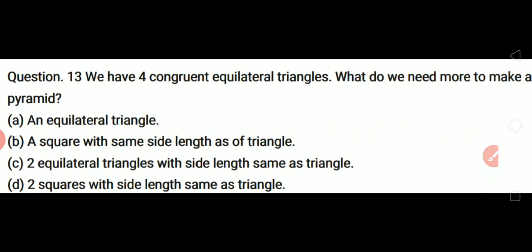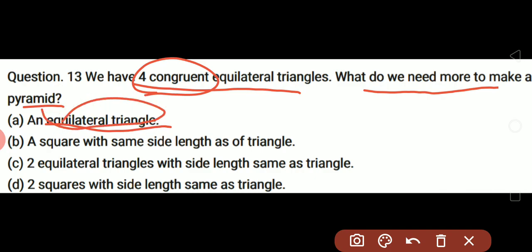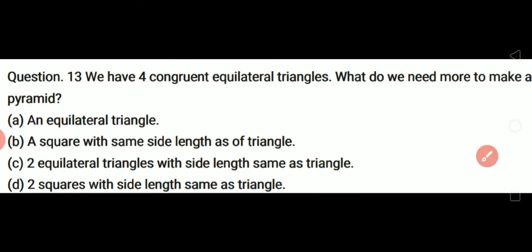So let us come to the next question. We have 4 congruent equilateral triangles already given. What do we need more to make a pyramid? We have been given 4 equilateral triangles. So there is no requirement for any other figure, because if the base is an equilateral triangle, side faces are also equilateral triangles, so we have no need here. For the first part we have no need of any figure.